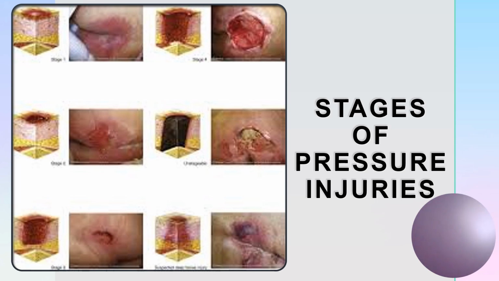We can also use the offloading devices such as the air mattresses, the boots that have the heel cut out to keep the heel off of the bed, the pillows to put the heels up off of the bed, or to pad those bony prominences. All of those are considered to be offloading procedures. We should also keep the bed linens dry, smooth, and free of wrinkles. We need to keep the skin clean.